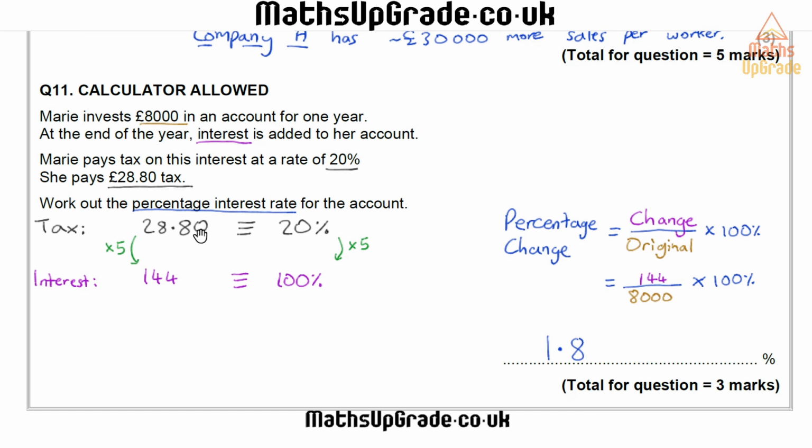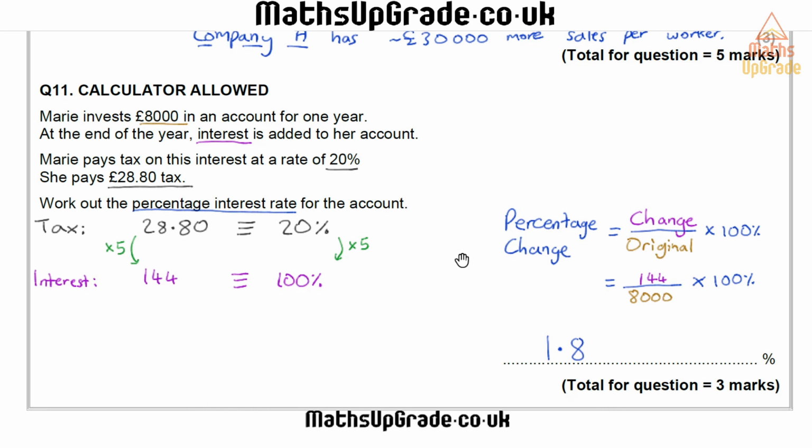Since the tax, £28.80, is at a rate of 20%, I've written that as an equivalent equation here. Now, I need to find 100% of the interest. Even though this was 20% of the interest, I need to find what the whole interest was, and that's 100%. I can get that by multiplying 20% by 5. Since I'm multiplying this by 5, I can just multiply this value by 5 to get the total amount of interest, and that is £144.